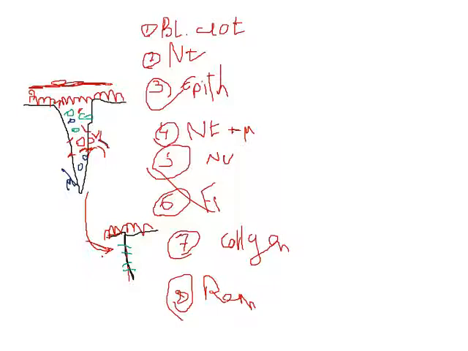So, this is number 1: approximation of the edges of the wound. We could approximate the two edges together. And in order to approximate the two edges together, we need little amount of tissue loss.